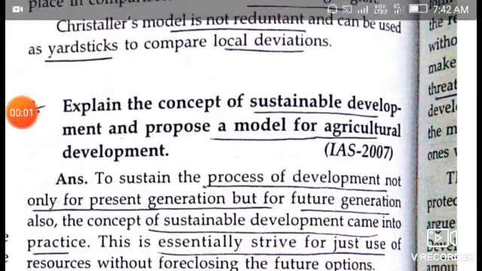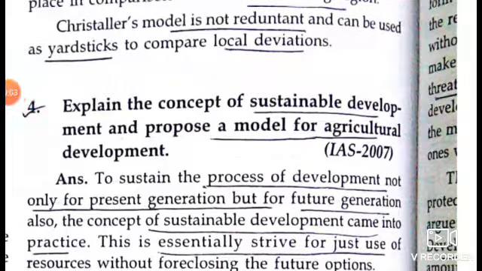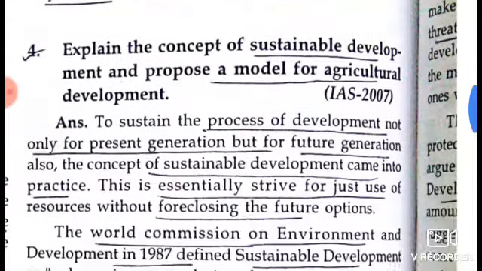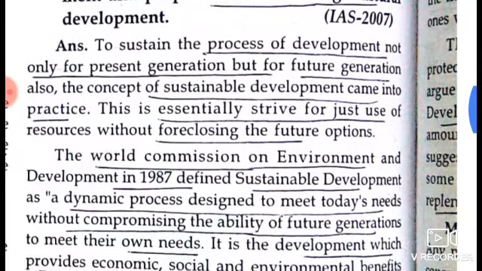So, next question: explain the concept of sustainable development and propose a model for agricultural development to sustain the process of development, not only for the present generation but also for future generations. The concept of sustainable development came into practice. This essentially strives for just use of resources without foreclosing future options.